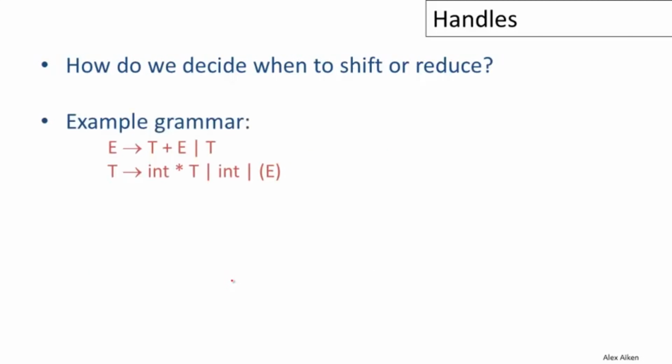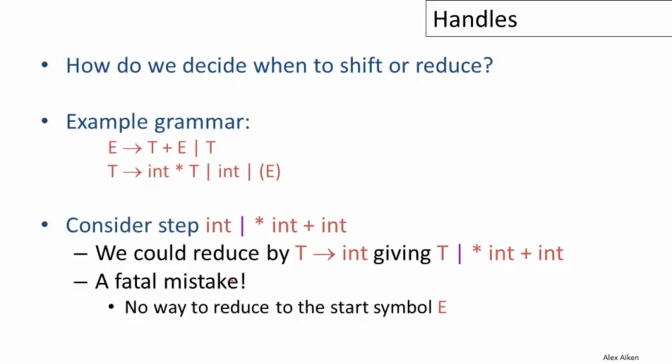So let's take a look at this example grammar, and let's think about a step of a parse where we've shifted one token onto the stack. We have int on the stack, and then we have times int plus int still to go that we haven't seen yet. Now at this point, we could decide to reduce by T goes to int, because we have the production T goes to int right here. And so we could then get into this particular state, where we have T on the stack and then the rest of the input that looks like that. But you can see that this would be a mistake.